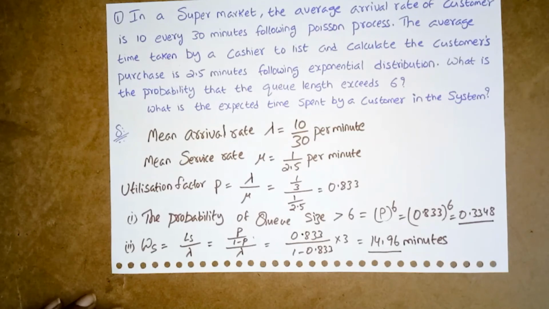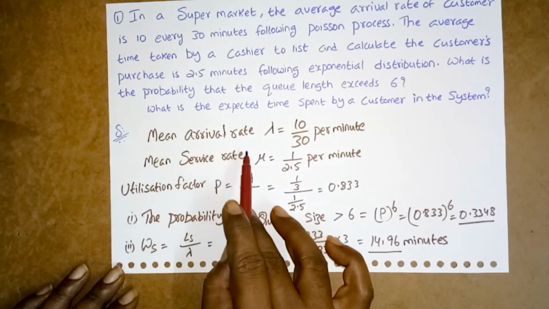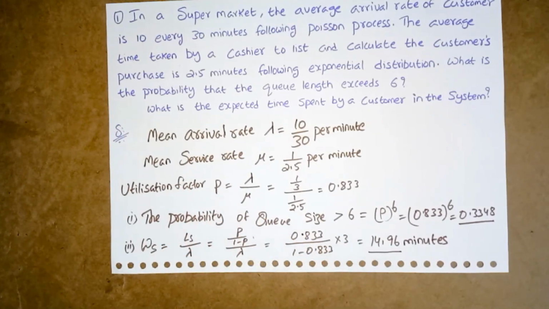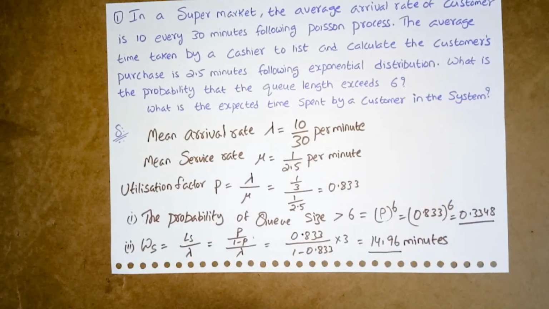I think this is the easiest way to solve problems that fall under queuing theory. We have to understand the question properly. After understanding, we identify the mean arrival rate, the mean service rate, and next the utilization factor. These are the common things we show in the solution part, and later we move to the exact question we have to answer.